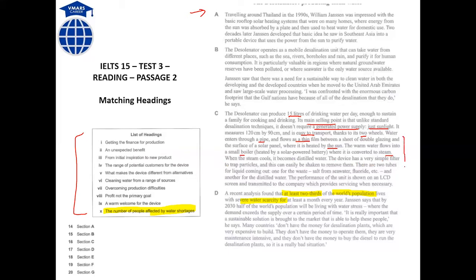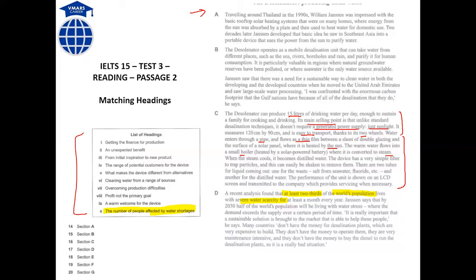Actually, from here to here, they're explaining the production. What is the process of purification of water? Whereas these lines tell me that it is different from the other RO techniques that are available. The others are using power, electricity, whereas it is only working on sunlight.